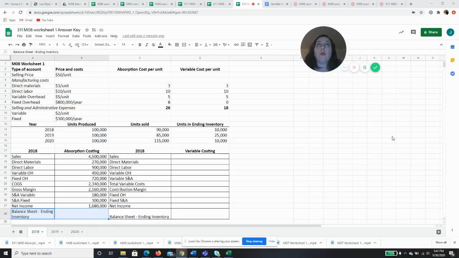Now that you are all pros at putting together an absorption income statement, we're going to switch gears and do a variable income statement. Remember, the difference between absorption and variable is whether we include fixed overhead as a product cost or as a period cost. In variable costing, we include it as a period cost, so the entire amount is expensed. All right, let's go.